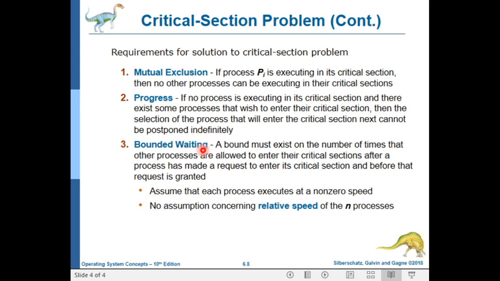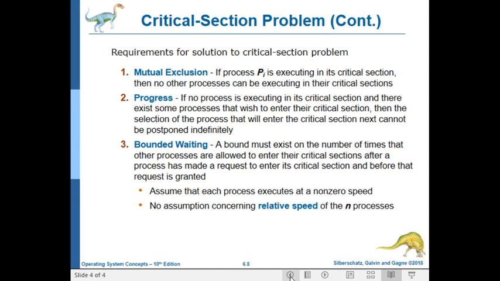The third requirement is bounded waiting. So it is a requirement that limits how much time a process will wait before it can enter its critical section. So another requirement, we have to assume that each process executes at a non-zero speed. No assumption concerning relative speed of the n processes. However, we focus more on these three major requirements.